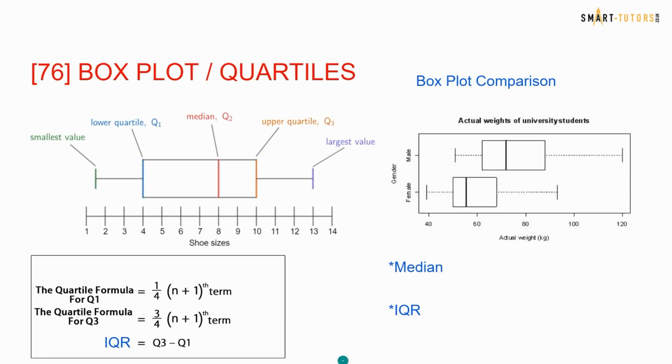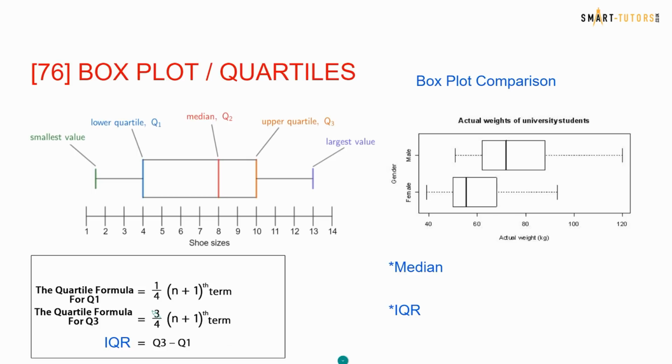Topic 76, box plot and quartiles. So quartile means the first quartile is 25%. So 25 means a quarter of the n plus 1th term. Third quartile is 3/4 of the n plus 1th term. So you find out that value, you take away Q3, which is the third quartile, take away the first quartile, that gives the interquartile range.